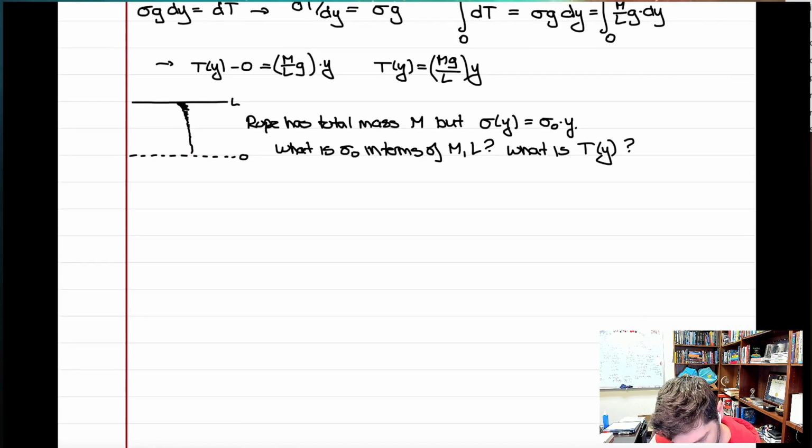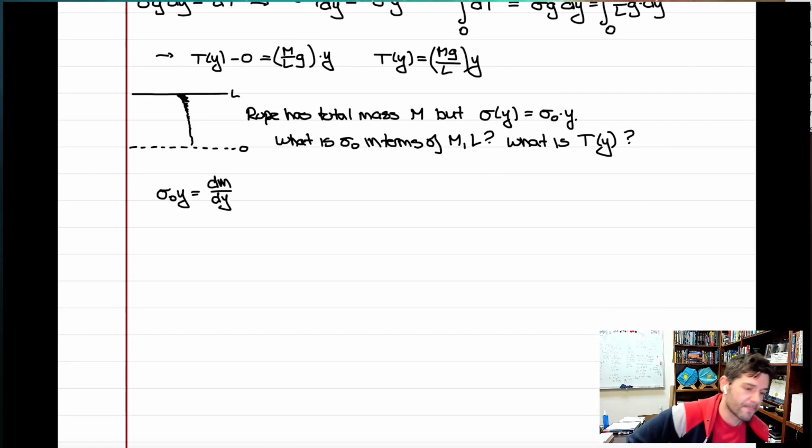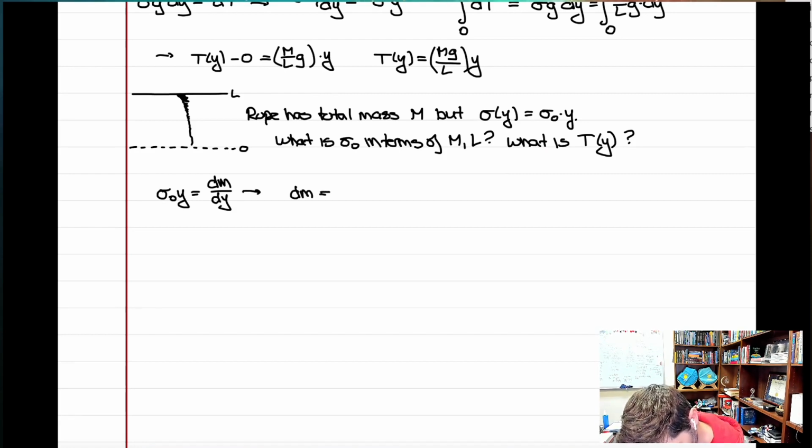Well, towards the first question, this says that sigma naught times y equals, by definition, dm by dy. Sigma naught is a constant. You can think of what units it had better have: mass divided by length squared, so that the whole thing on the left-hand side is mass per length, which is the definition of density. So this suggests that dm is sigma times y times dy.